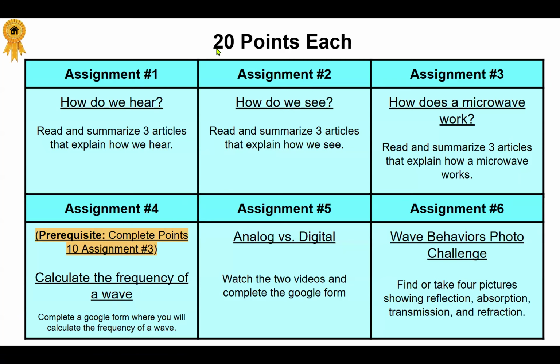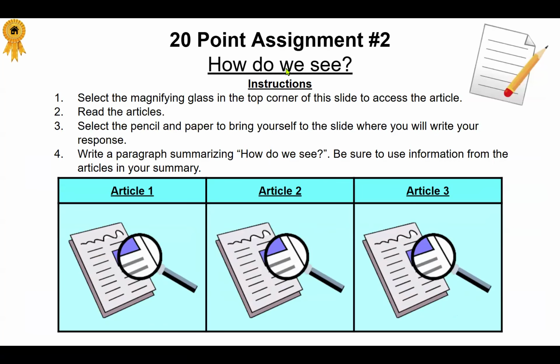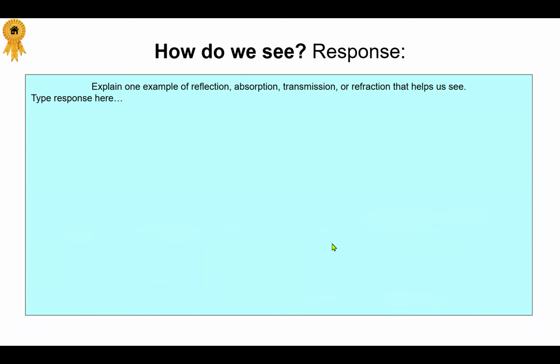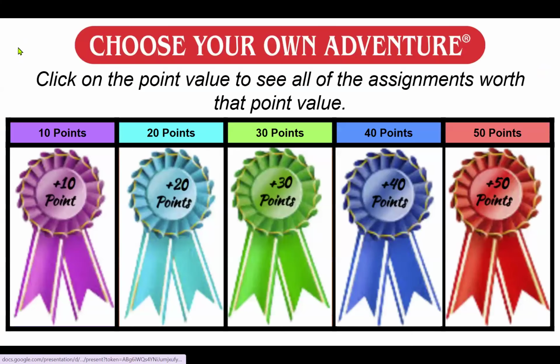Oh, yeah. And also the assignments are named funny, right? It might say 20-point assignment 2. That's talking about how do we see. So for this assignment, it will give me some instructions and then it has some articles linked. And then if you click the pencil and paper, it will tell you where you're writing your written response.